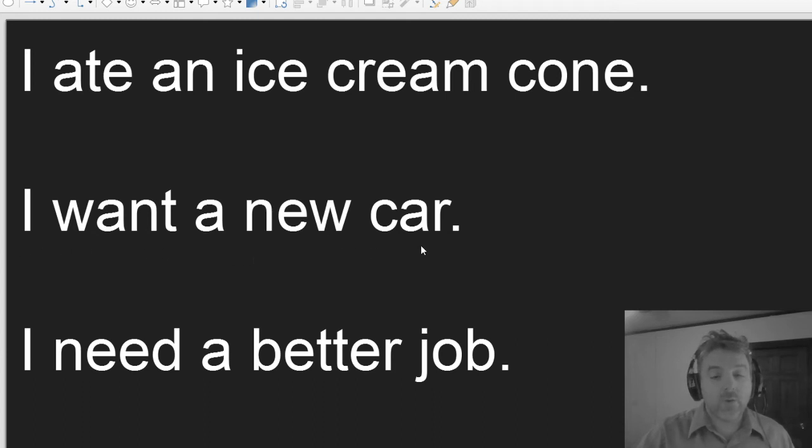I want a new car. We're using "a" because it comes before a consonant. And it's also a general new car. It doesn't matter. There's nothing specific to it. I need a better job. And again, "a" comes before a consonant. So that's why we're using "a".